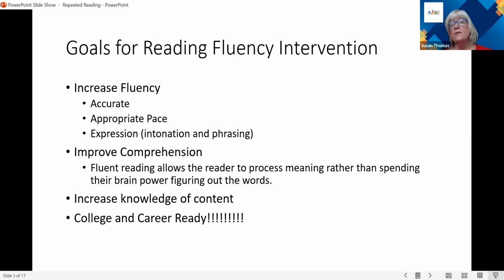It increases their knowledge of the very content that we need them to know for school and information they need for living life. Most importantly, this is important so that they are college and career ready. Remember, we start working on college and career readiness skills the moment students enter school.